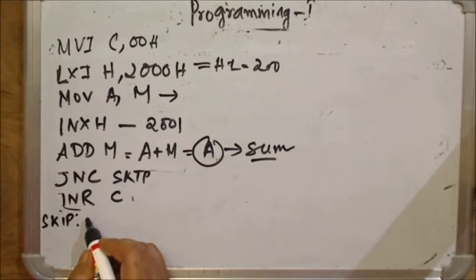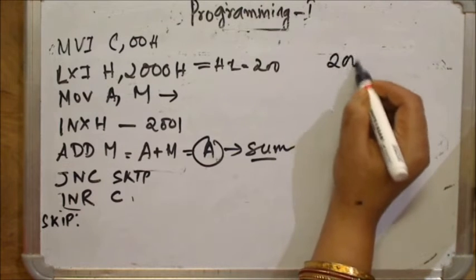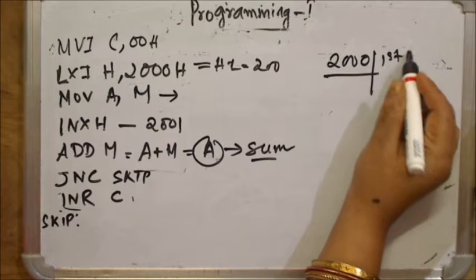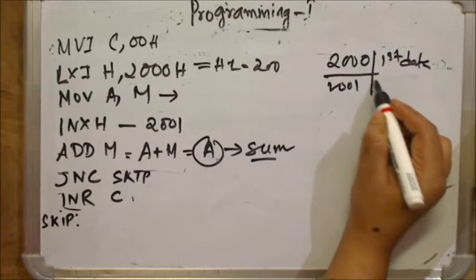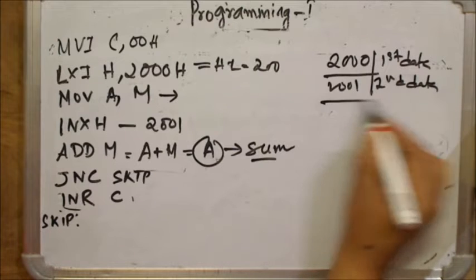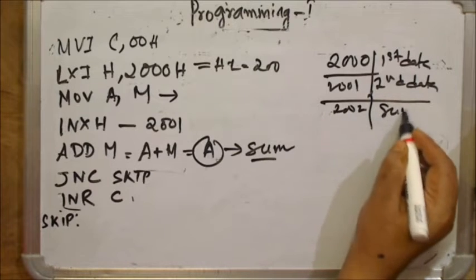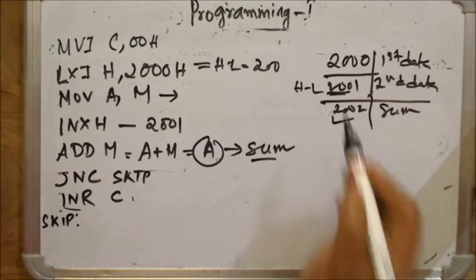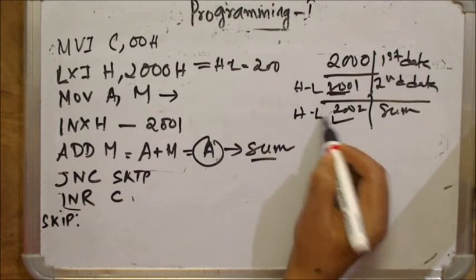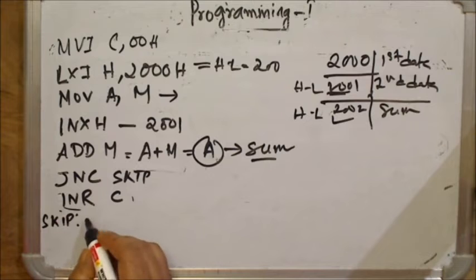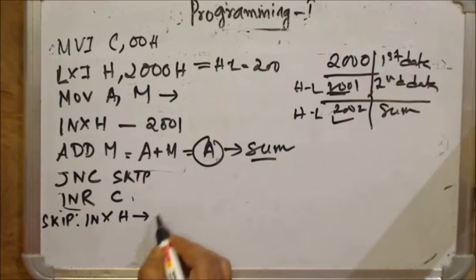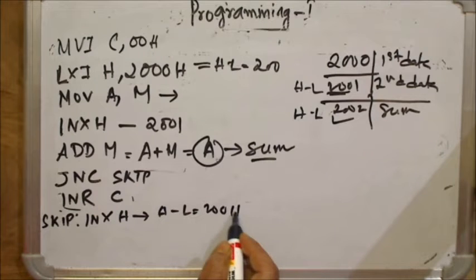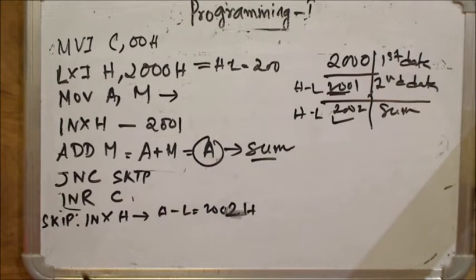So what will happen in skip? For storing the sum, we have to go to the next memory location. In 2000 was the first data, in 2001 you have the second data, and in 2002 you have to store the sum. Now the HL pair is pointing to 2001, so we have to move it to 2002 for storing the sum. So again I will write INX H. The HL pair will now be 2002.